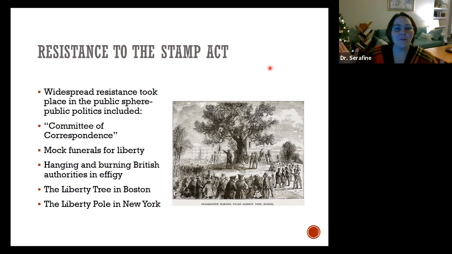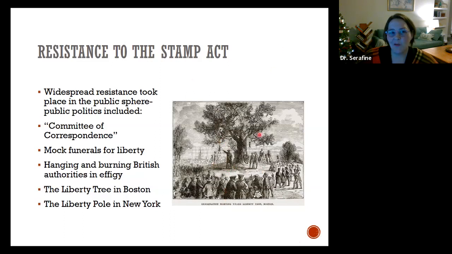They also have these public mock funerals for liberty. So you literally get a casket, write liberty on the side, and walk through the streets saying, if the Stamp Act stands, liberty is dead. They would hang and burn British authorities in effigy. These are not real little people being hanged. These are figures stuffed with straw to represent British authorities. And if we're talking British authorities, we're talking tax collectors, governors, lieutenant governors, and the British Army that is stationed in the colonies.